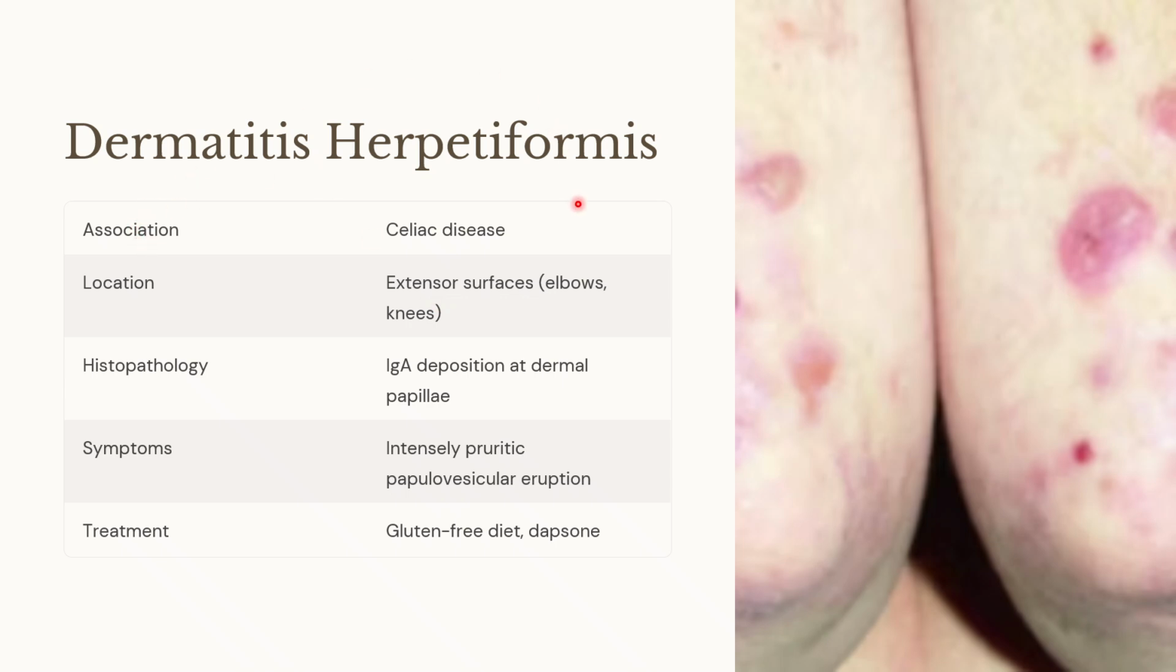What is dermatitis herpetiformis? Dermatitis herpetiformis is seen in celiac disease. Here there is IgA deposition seen at the dermal papilla on extensor surfaces like the elbows or the knees. It will be an intensely pruritic papulovesicular eruption similar to this. So celiac disease can be controlled by a gluten-free diet. Similarly, dermatitis herpetiformis can also be treated with a gluten-free diet. If the gluten-free diet doesn't cure dermatitis herpetiformis, then dapsone can also be tried.